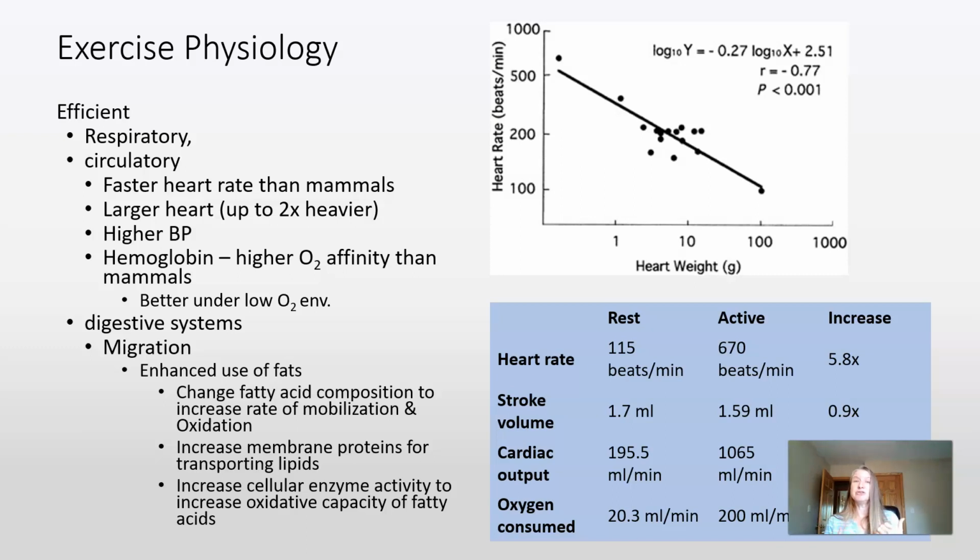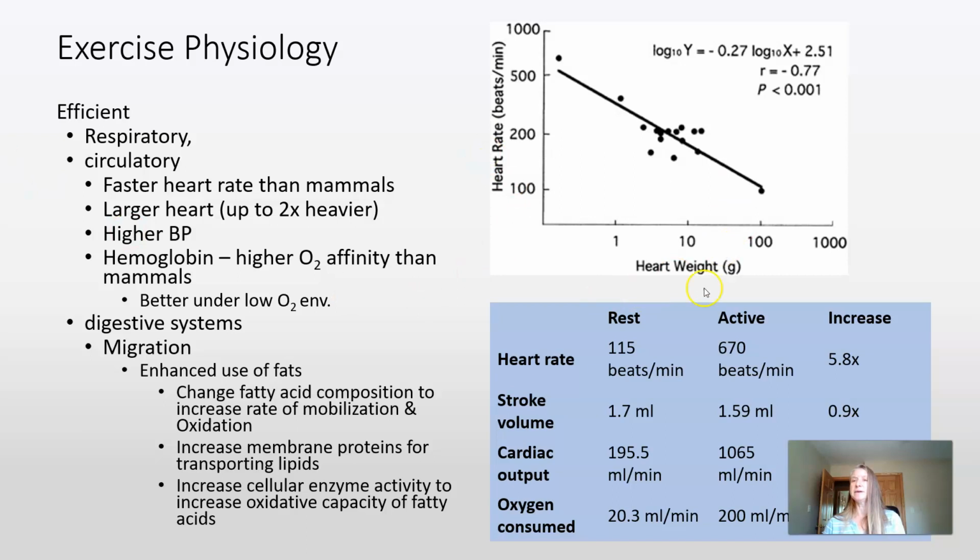And that efficiency is also really important under low oxygen levels. So birds that are flying at high altitudes or living at high altitudes do better because their hemoglobin can more efficiently pick up that oxygen, even though there's less of it in the environment. We also know that their digestive systems are very efficient.